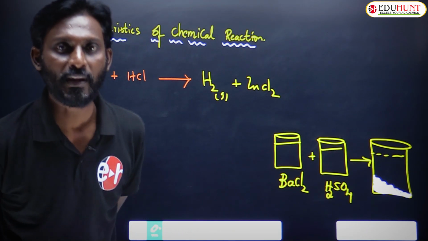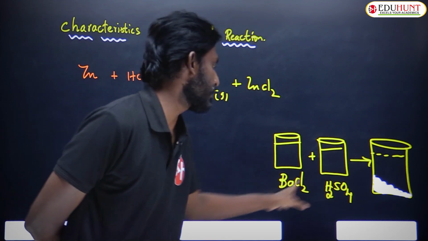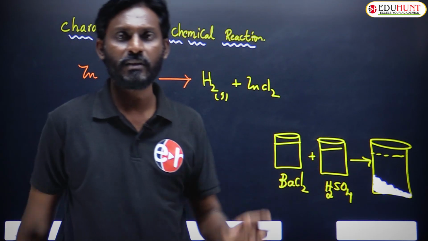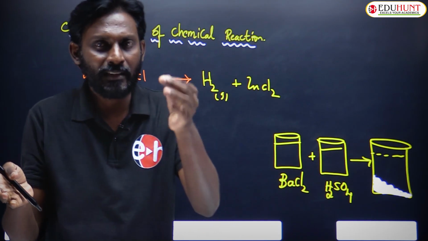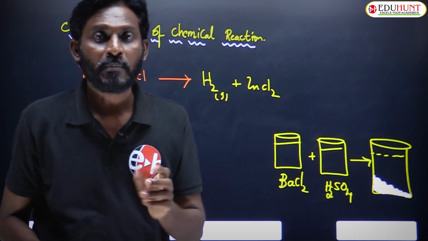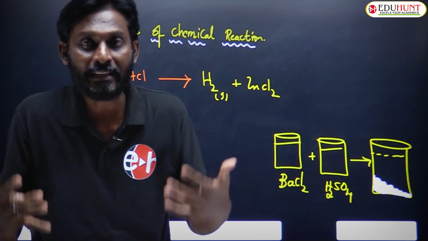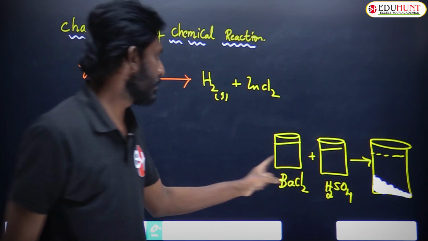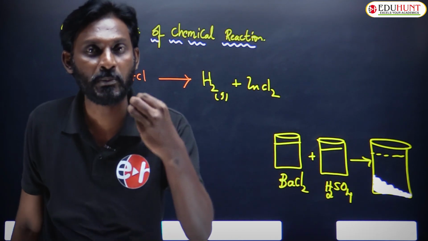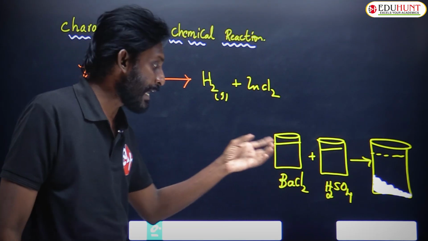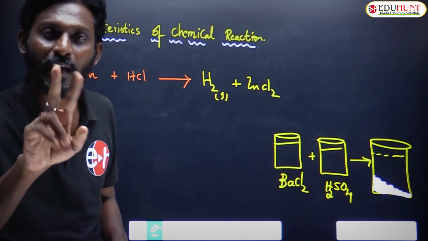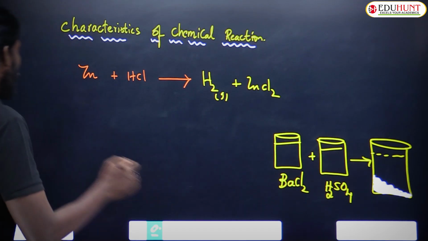Now try to explain what happened between these two. First of all, this is a solution and that is a solution, and you can't notice anything at micro level. You added one solution slowly to the other solution. But what is the confirmatory characteristic observation so that you can say these two interacted? Yes, the precipitate formation. With the help of that characteristic property, the formation of precipitate, you can say there is a chemical reaction between them. And what happened between them?